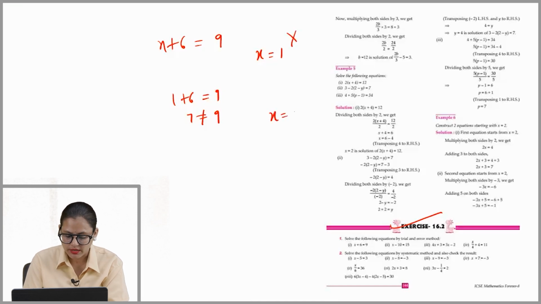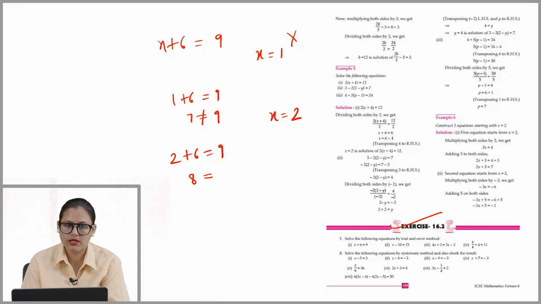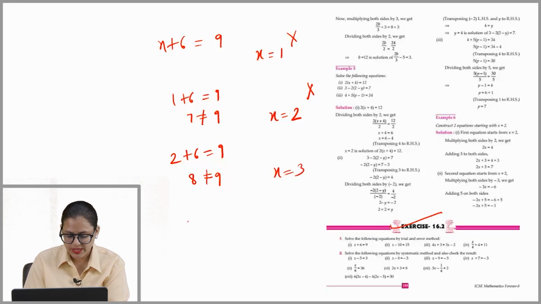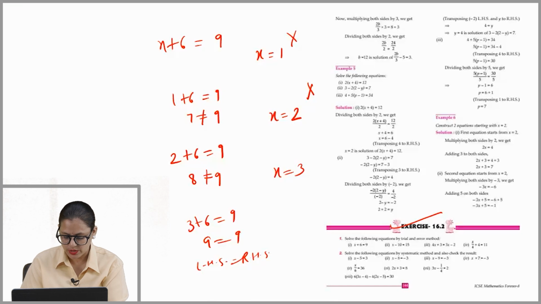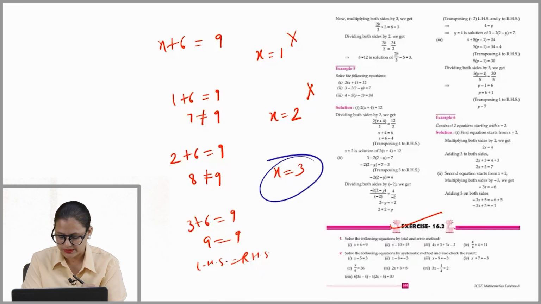Now take another value which is 2. 2 plus 6 is equal to 9. So 8, again it's not equal to 9. That means this is also not the value. Now we'll put the value of x as 3. So 3 plus 6 is equal to 9. 9 is equal to 9. So here LHS is equal to RHS. So the value of x is what? Value of x is 3, right?